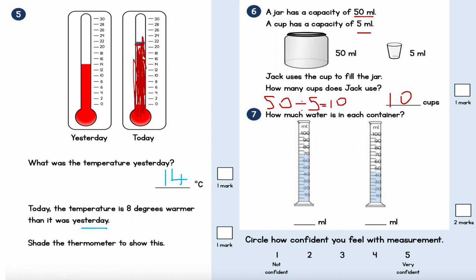This is question number 7, guys. How much water is in each container? Well, I've got 70 milliliters there. And then here, I've got to be very careful. I've got 45 milliliters because it's in between 40 and 50, and it's exactly in the middle. So it's the midpoint of 40 and 50. That's 45 there, and that's 70.